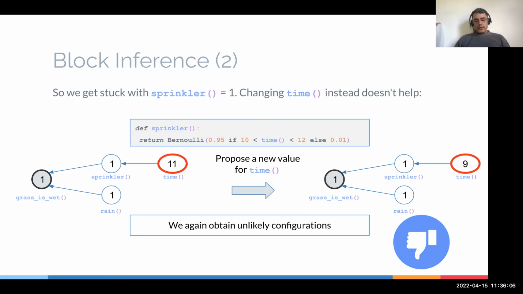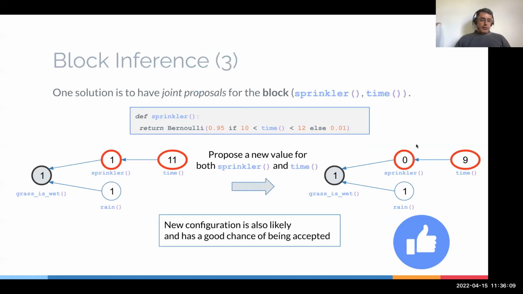And one way to deal with that situation is to do block inference in which you now propose a value for the joint tuple of those variables. I select both of them and I select a new assignment to both of them. And if I do that, at some point, I'm going to propose a value like 0 and 9, for example. And that's also a likely configuration because at 9 a.m., sprinkler may be 0.